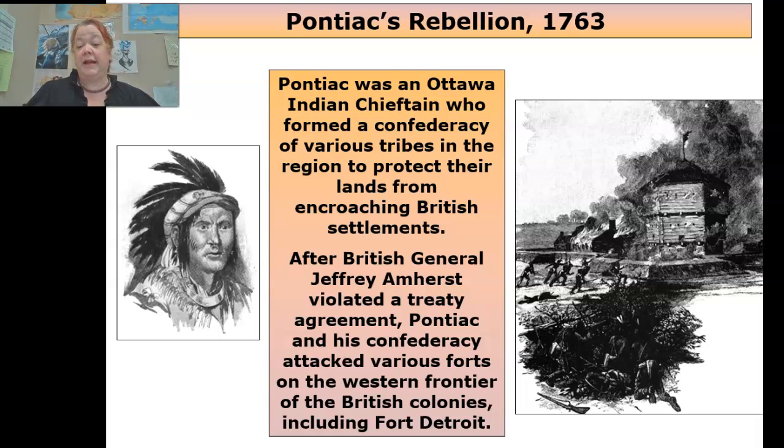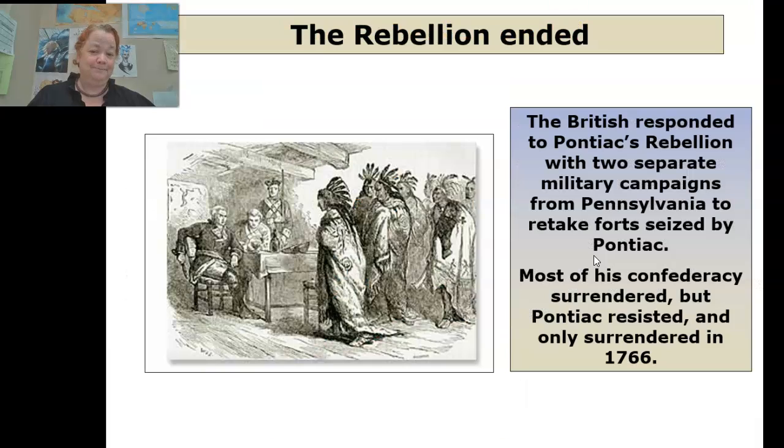The British General Jeffrey Amherst violated a treaty agreement they had with Pontiac, and Pontiac's Confederacy started attacking forts, the ones on the Western Front. The most notable is Fort Detroit. Yes, this is a picture of Fort Detroit. And if you're wondering where Fort Detroit is, it is the city of Detroit now. That's Michigan, by the way. So the rebellion ends. The British spent a whole lot more money now putting down the rebellion, and they responded to Pontiac's rebellion with 2 separate military campaigns from Pennsylvania to retake the forts.